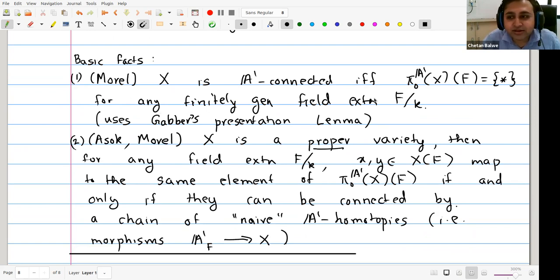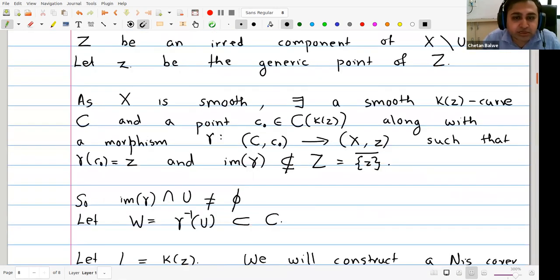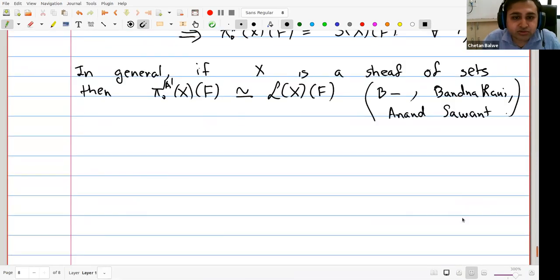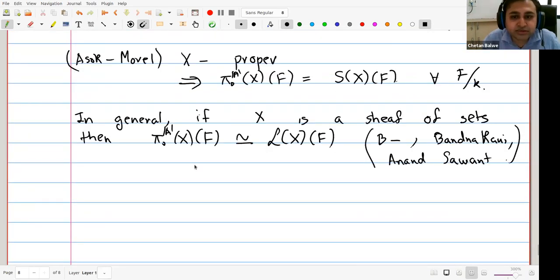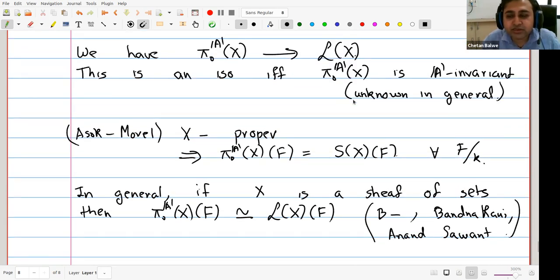I was very tempted to think that, since there are relative versions of Gabber's presentation lemma, maybe one can use this result to prove the question whether pi naught A1 is A1 invariant, which is an open conjecture of Morel. But it's actually not really possible to do that as far as I know yet. It's largely because of the way Gabber's presentation lemma is used. So that's all I have to say about this.